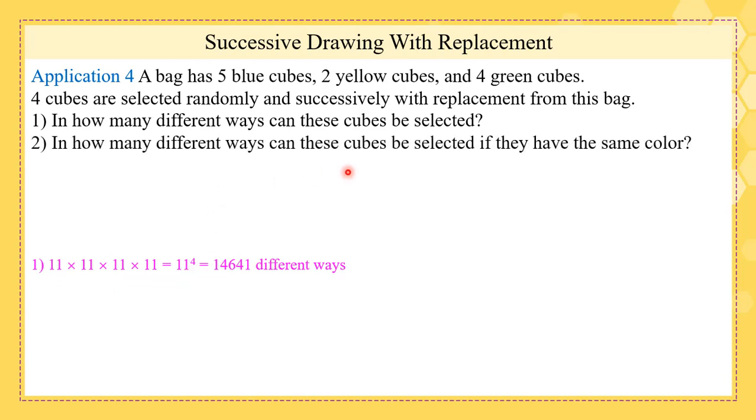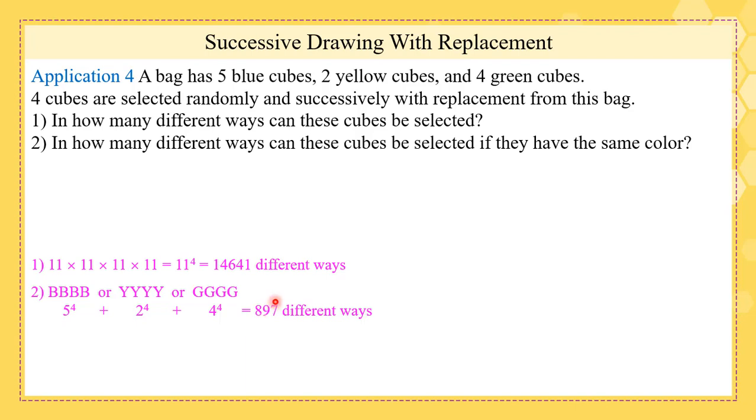In how many different ways can these cubes be selected if they have the same color? Try to do it alone. Because we need the same color here, so the cubes could be blue, blue, blue, blue, or yellow, yellow, yellow, yellow, or green, green, green, green, without any order. So this is 5 power 4, 2 power 4, 4 power 4. It would be 897 different ways.